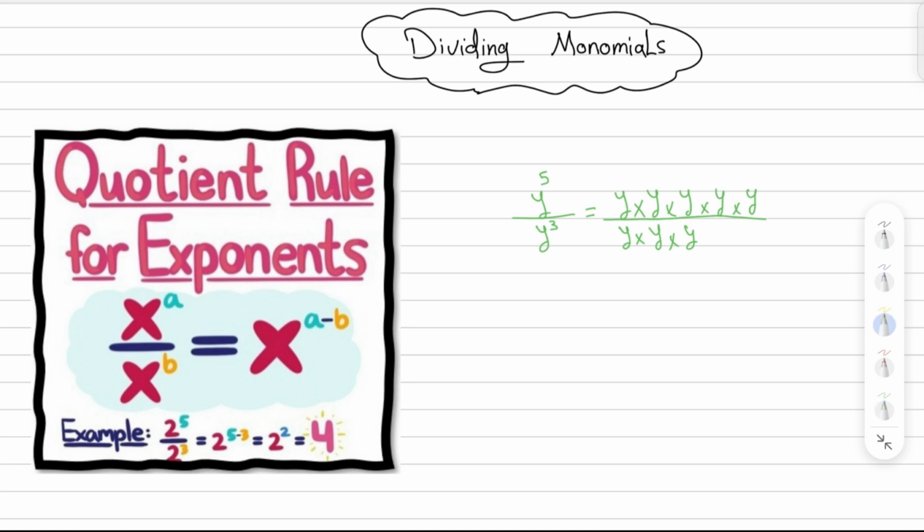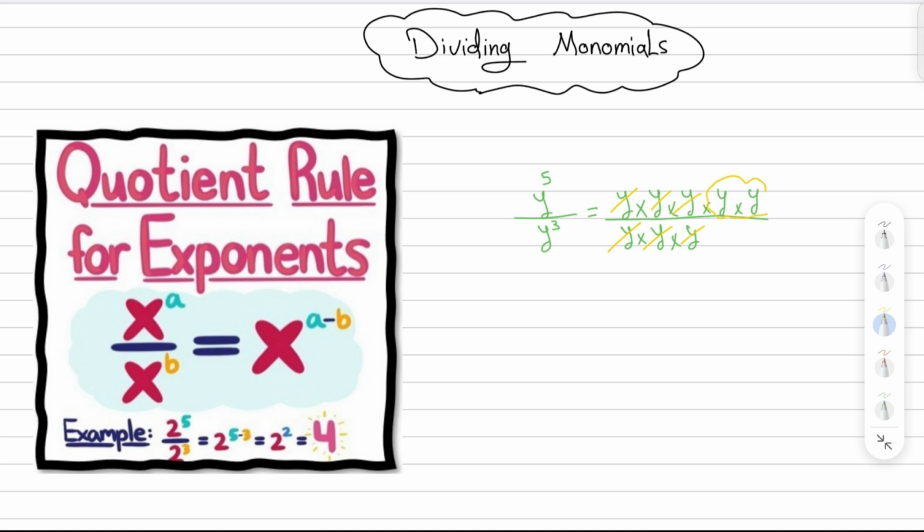Okay, now let's simplify. We're going to take out 1 y from the denominator with 1 y from the numerator. Again, 1 y from the denominator with 1 y from the numerator. Do that one more time. We're left over with y times y. Y times y is equal to y squared.